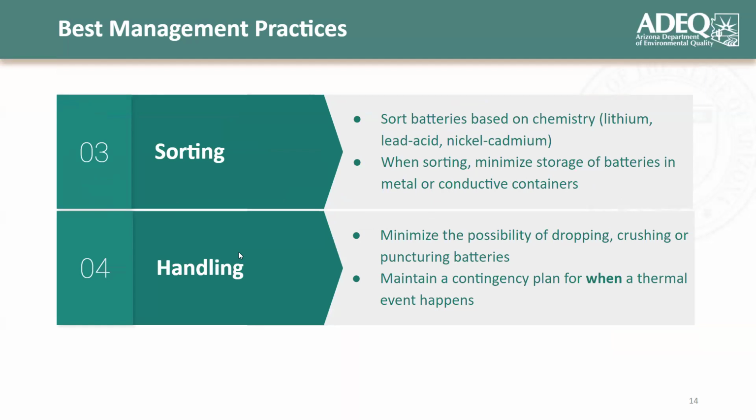Furthering best management practices, we highly recommend sorting batteries based on chemistry and not storing batteries in metal or otherwise conductive containers. Some other key points to consider are that it's important to minimize the potential for batteries to be dropped, crushed, or punctured, and to have contingency plans for handling damaged batteries and for fire responses, which may vary based on the type of battery being stored or processed. This could include isolating damaged batteries, methods for detecting battery damage, testing and calibrating fire response equipment, et cetera. And lastly, have an up-to-date, properly coded and designed fire protection system that is appropriate for your facilities, operations, and batteries. Contact your local fire department and building review agency, whether that's based off of your city or county, to ensure your system is sufficient.